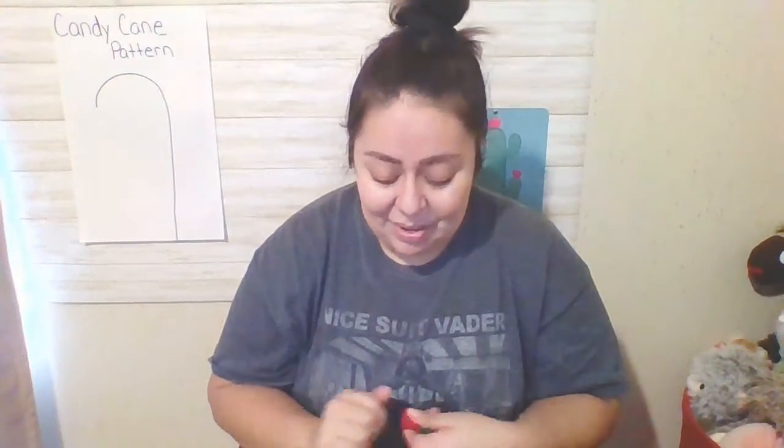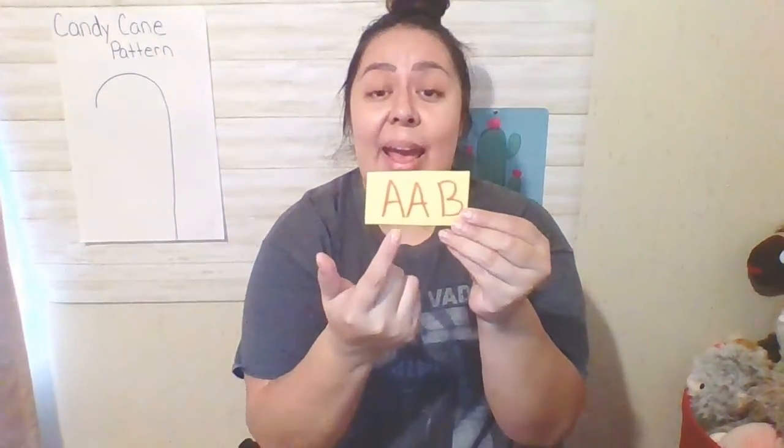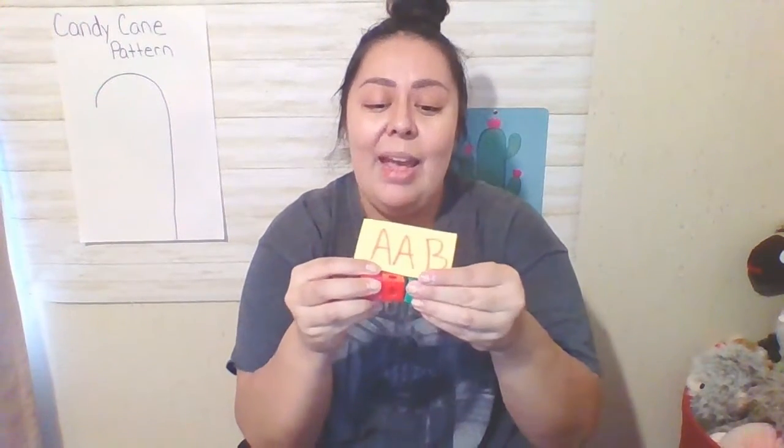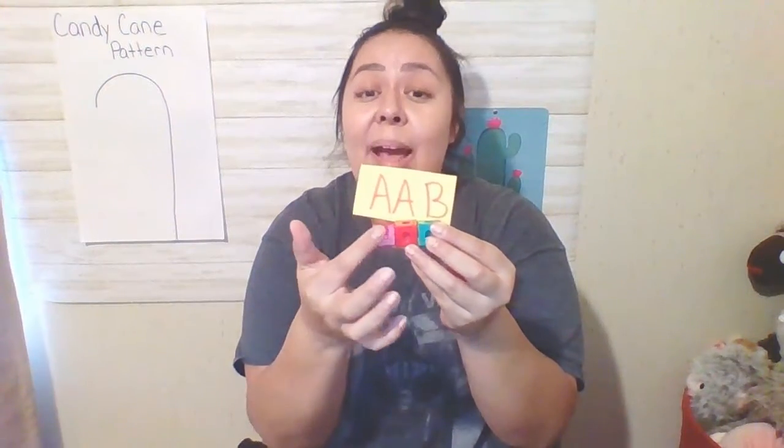Using the same colors, but again, instead of it being ABB, I'm going to have it be AAB this time. So this time, I'm going to need how many reds? 2, and I'm just going to need 1 green. So here's my red, here's another red, and my green. This is my AAB pattern, red, red, green. So it just changed a little bit.